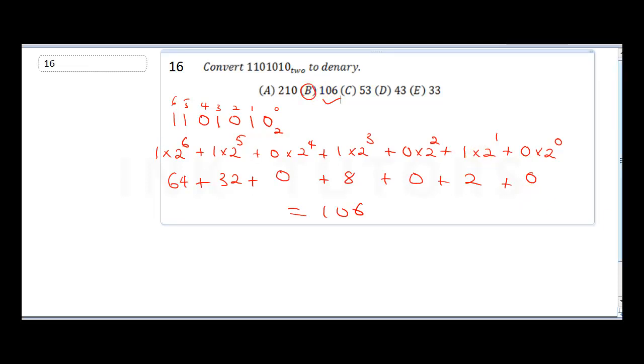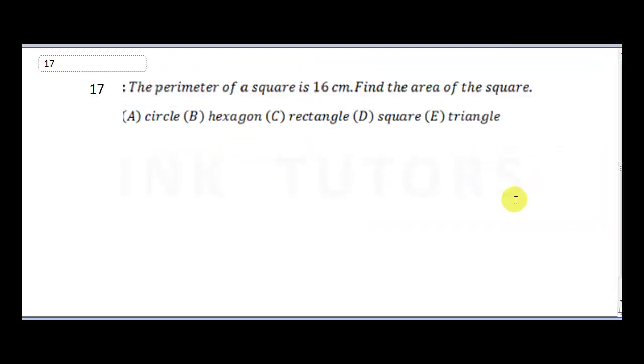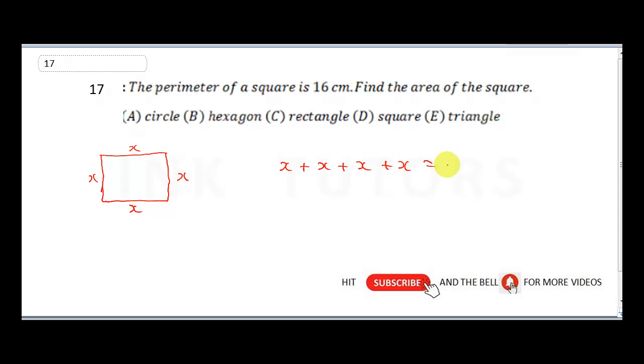So question 17 says the perimeter of a square is 16 cm. Find the area of the square. Now, this is our square. What do you understand by perimeter? Remember the sides of the square. This is x. This is x. Why? Because all the sides of the square are equal. So, perimeter is what? Add all the sides. x plus x plus x plus x is equal to what?